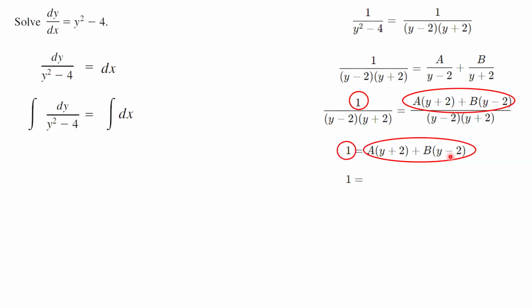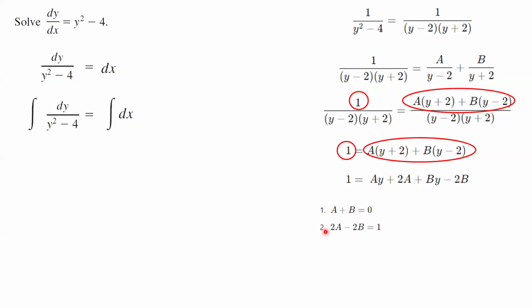So in this step, let us just distribute A into parentheses. You get Ay plus 2A plus By minus 2B. Please note that on the right-hand side, you have some y terms. On the left-hand side, there is no y. It means that the coefficient of y was 0. You end up with A plus B equal to 0 and 2A minus 2B equals 1.